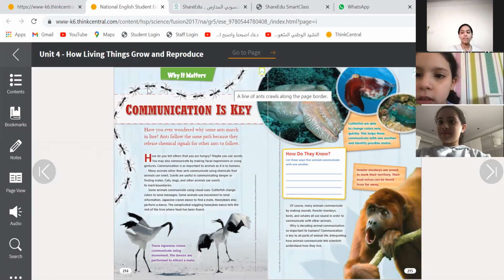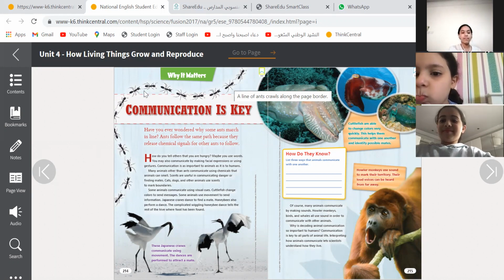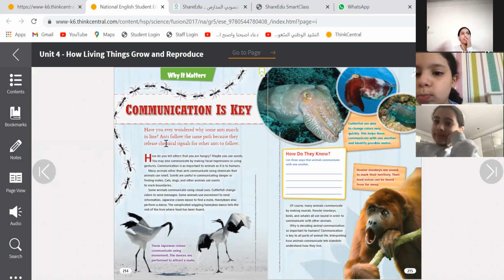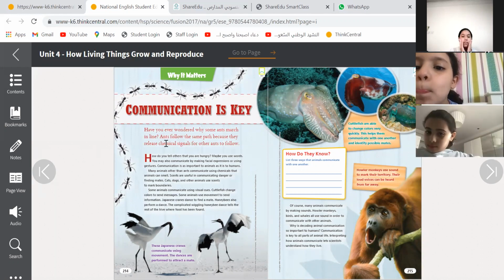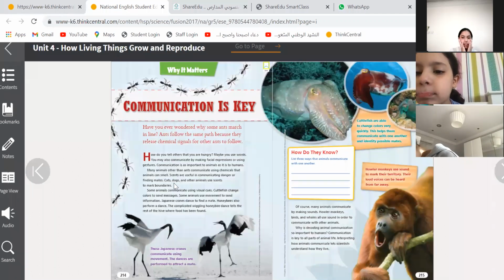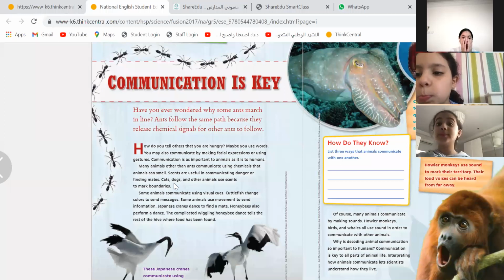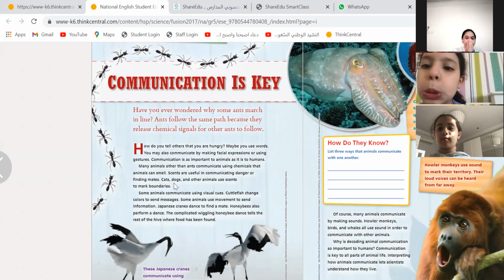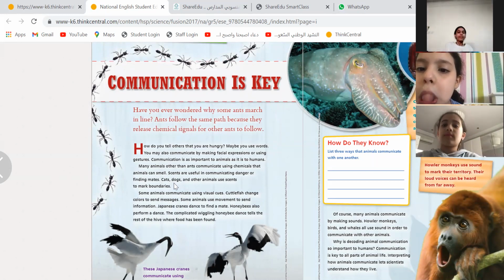Many animals, other than ants, communicate using chemicals that animals can smell. Also they can sense danger. If there is danger, they can sense it. They can find mates. Cats, dogs, and other animals use scent to mark boundaries. Also, some animals communicate using visual cues. Cuttlefish change colors to send messages.